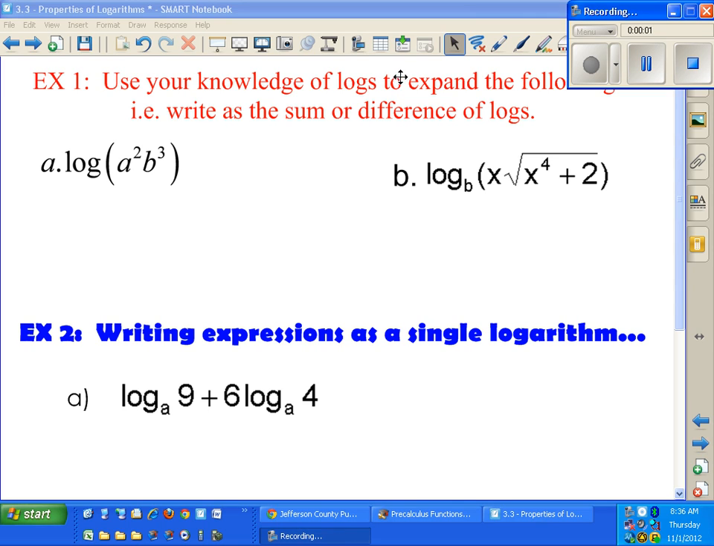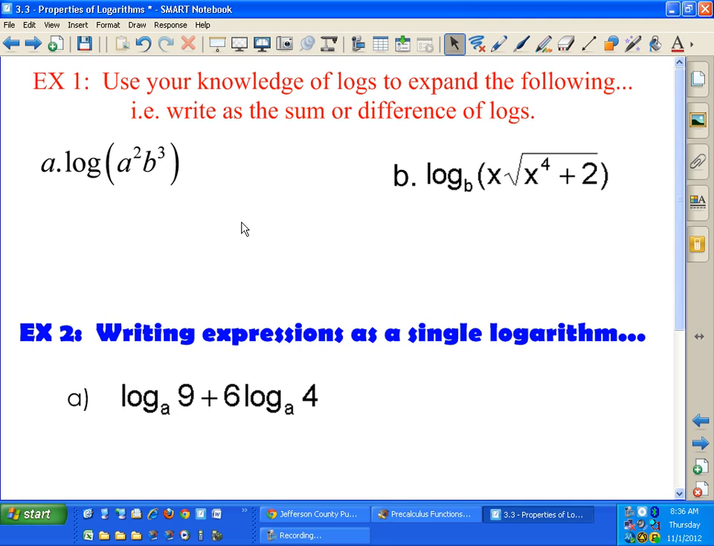Hello and welcome to section 3.3, Properties of Logs. In this section we are going to talk about expanding logs to get them into addition and subtraction problems. We're going to put them back together and we're going to talk about the base change formula.